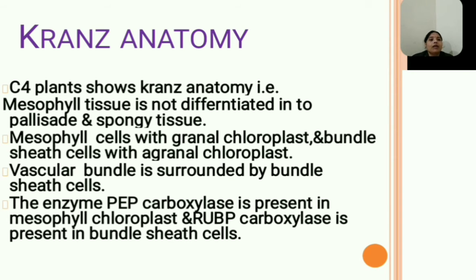So here PEP carboxylase is present in the mesophyll, but the RuBP carboxylase enzyme is present in the bundle sheath cell. RuBP carboxylase is also known as Rubisco. So the Rubisco enzyme is present in the bundle sheath cell. Chloroplasts in bundle sheath cells are dimorphic. The meaning of dimorphic: di means two. So here two types of chloroplast are present in Kranz anatomy, for example, in the mesophyll cell and in the bundle sheath cell.